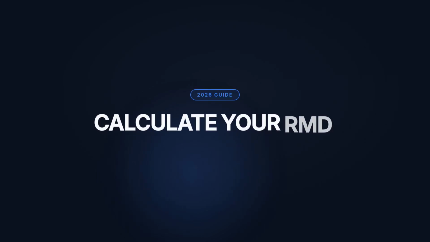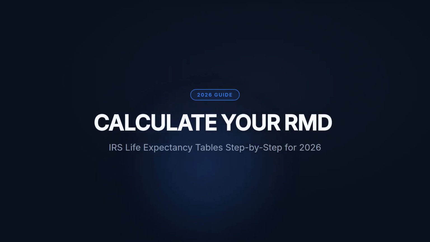Your required minimum distribution is one division problem. Take your traditional IRA balance from December 31st of last year, divide by a number the IRS publishes called your life expectancy factor, and that is your RMD for this year. Get one number wrong and you either pay more tax than needed or owe a 25% penalty. Here is how to do it right, with 3 worked examples.